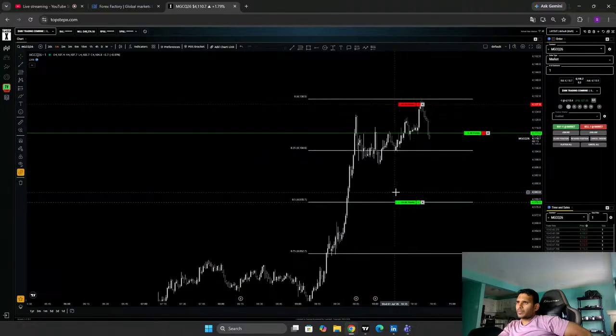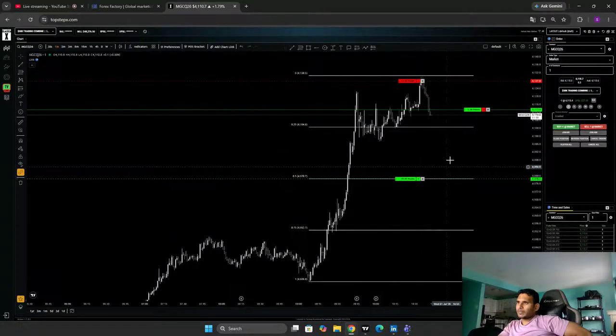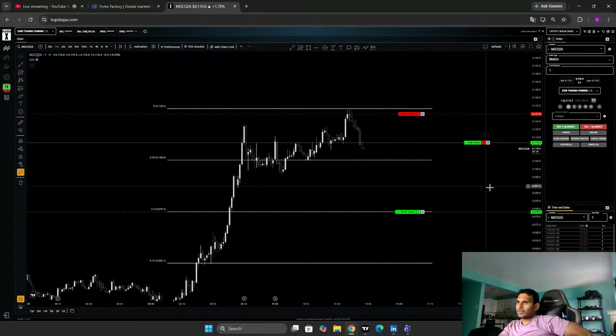Okay, 25 break, clean 50 equilibrium level. Clean. If we get the 25 break and we are targeting what? Clean 50. And we worked out from the screen.